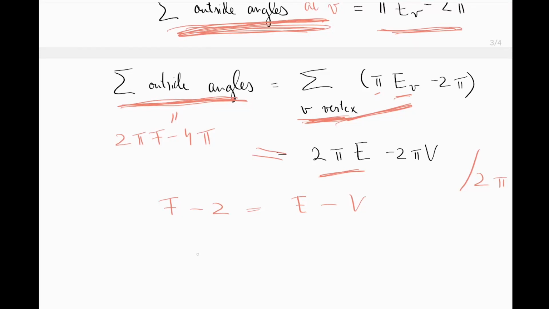So you get V minus E plus F is equal to 2. Euler's formula. And I gave you a proof using spherical geometry.